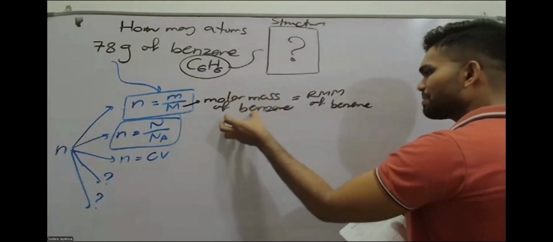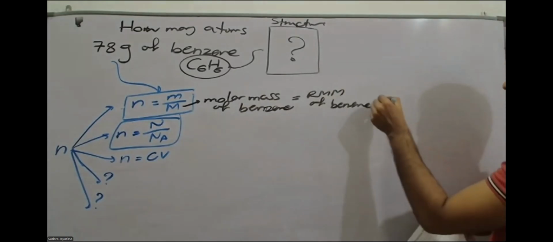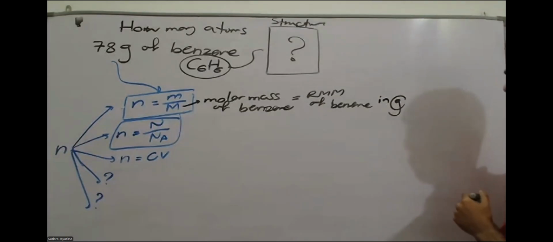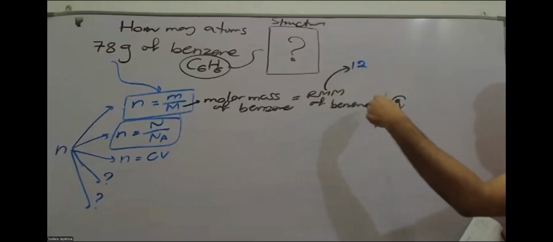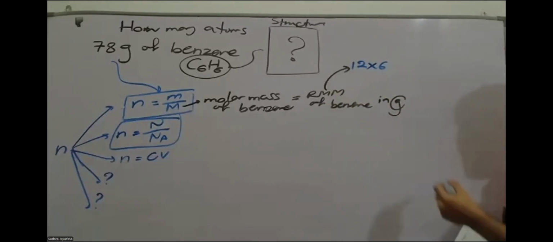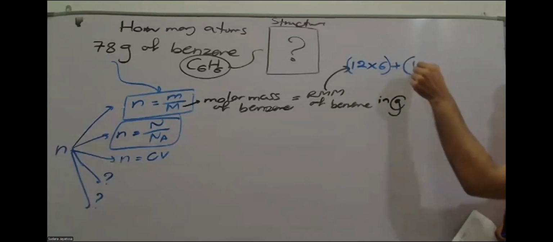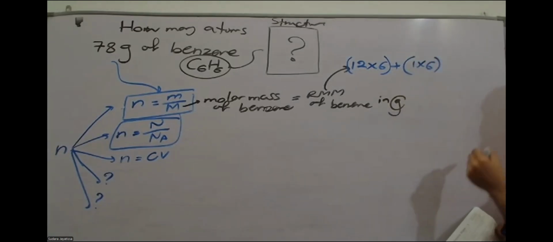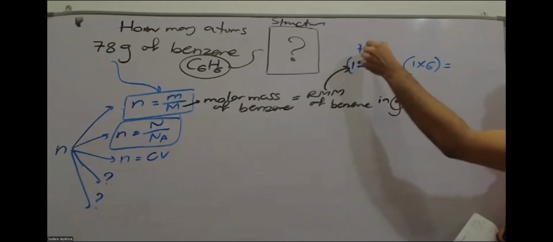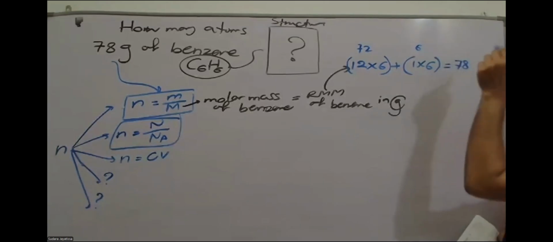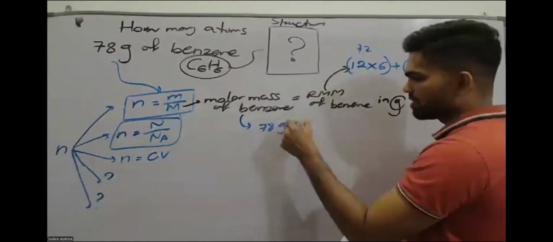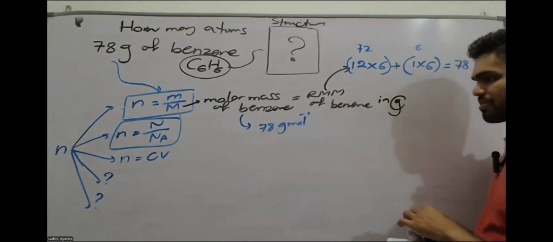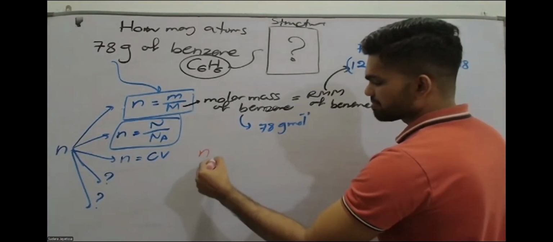Let's see. Molar mass of benzene is equal to relative atomic mass of benzene in grams. So what is the relative atomic mass of benzene? You have 6 carbon and 6 hydrogen. So this is how you find it. Carbon relative atomic mass is 12. It is given. So you have 6 carbon atoms, so 12 times 6, plus hydrogen's relative atomic mass is 1, and you have 6 hydrogen atoms. Let's add these two. Here you have 72, here you have 6. So 78. If you put it in grams, it will be 78 grams per mole. Understood that one?